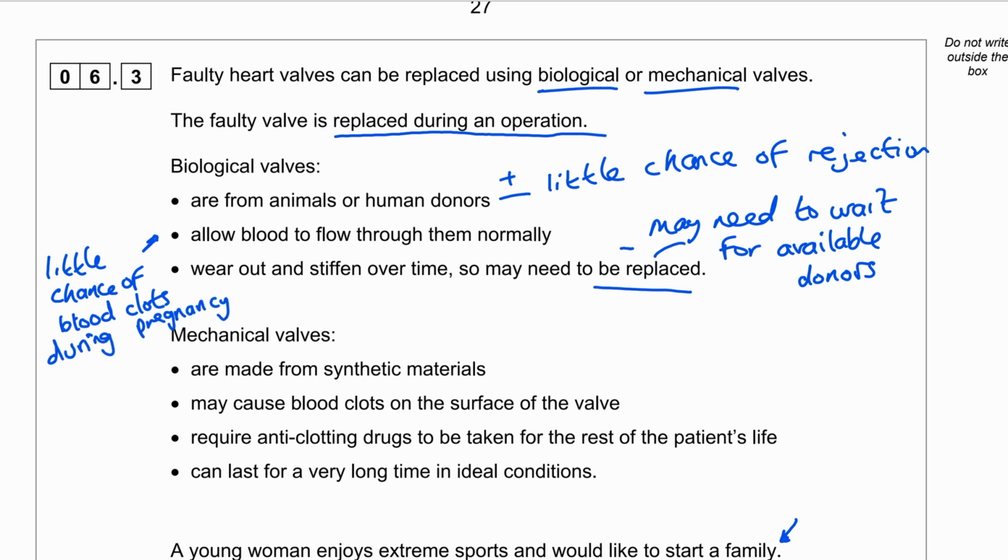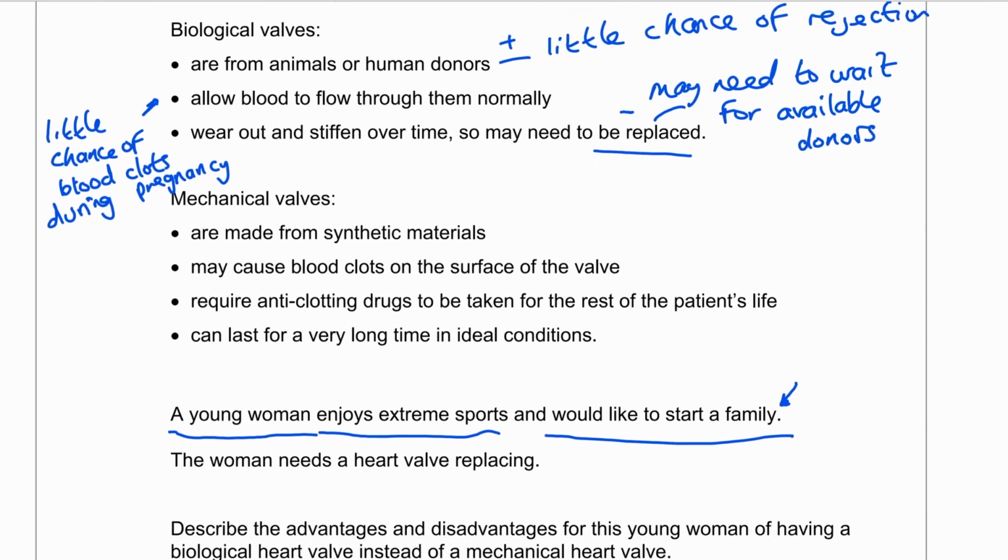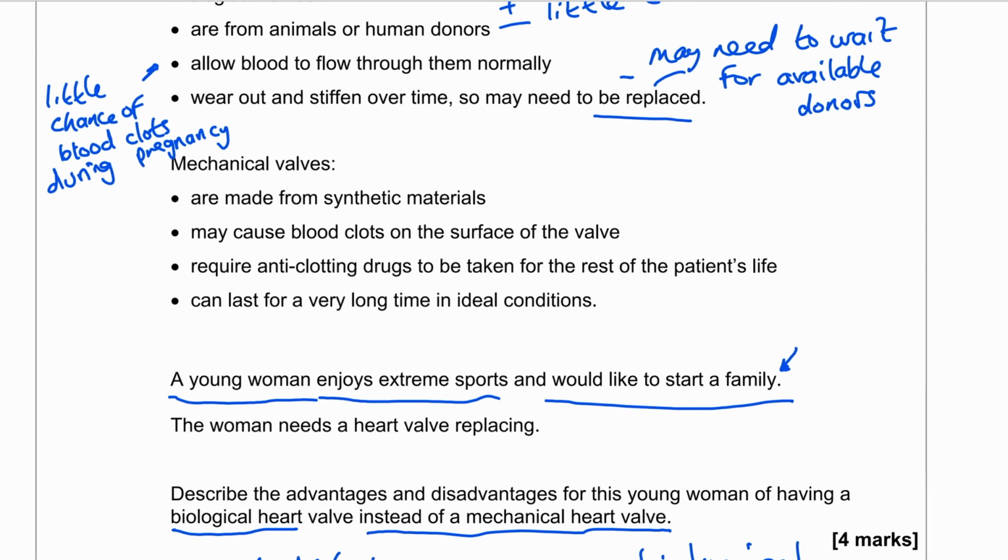Okay, so we've analyzed everything from our biological valve. Let's look at our mechanical valve now. Mechanical valves are made from synthetic materials. Well, there won't be any antigens on a synthetic material, so that means the chance of rejection is going to be 0.